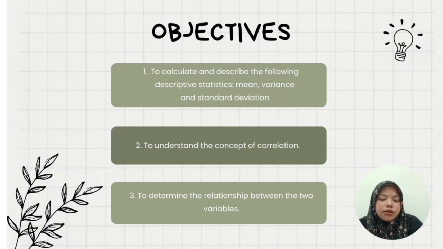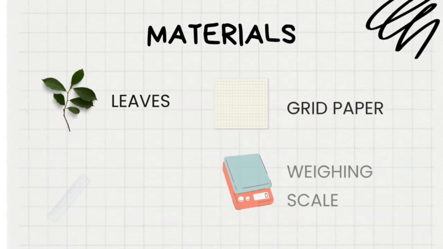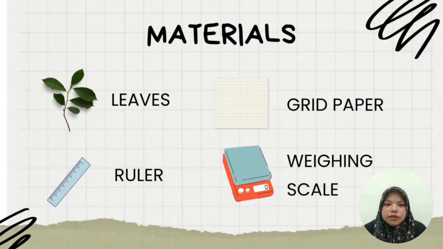The second is to understand the concept of correlation, and the third is to determine the relationship between the two variables. The materials that we use are leaves, roller, green paper, and weighing scale. Next is the procedure.